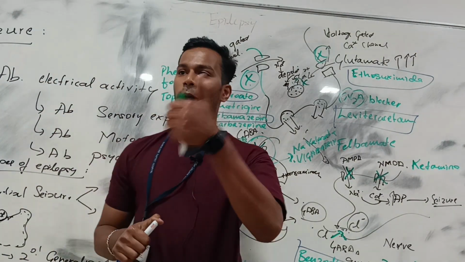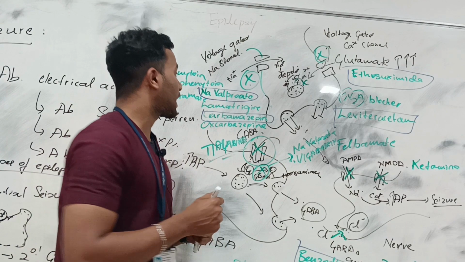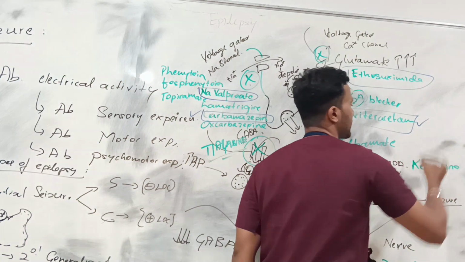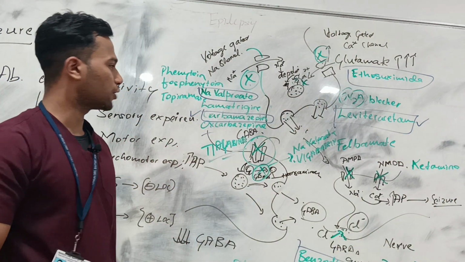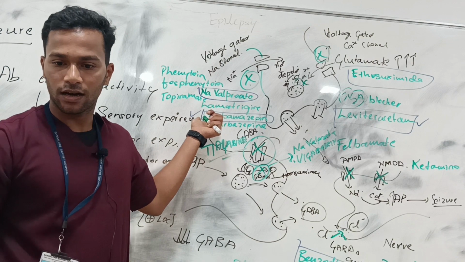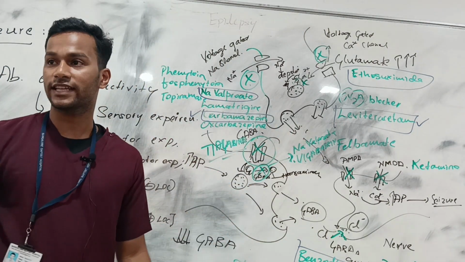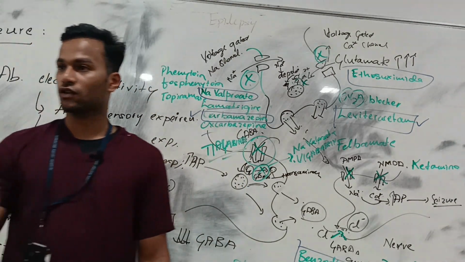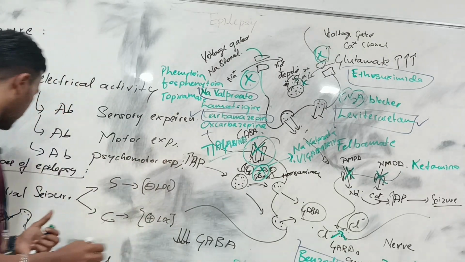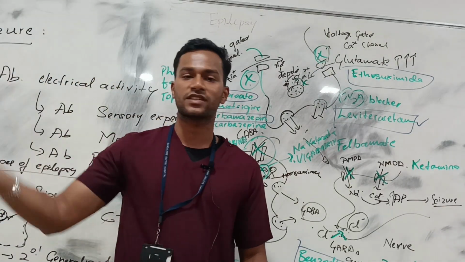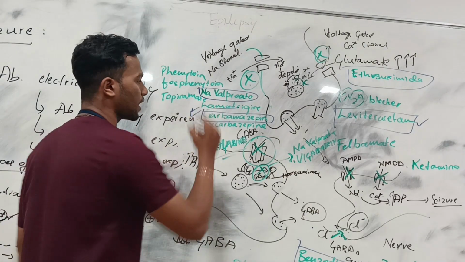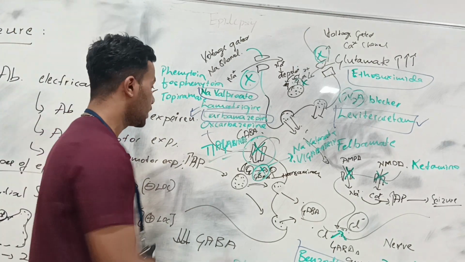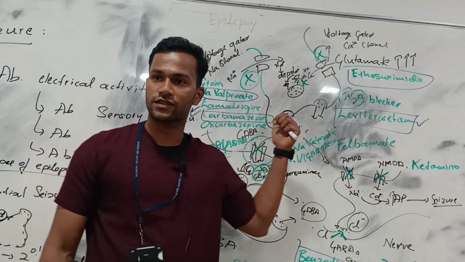In case of partial seizures, carbamazepine, levetiracetam and oxcarbazepine are used. Mainly carbamazepine and levetiracetam are the drugs of choice in partial seizure. Even lamotrigine can be used. And in case of a partial seizure which becomes a generalized seizure, we can also use carbamazepine. This is again a first choice drug in that case.